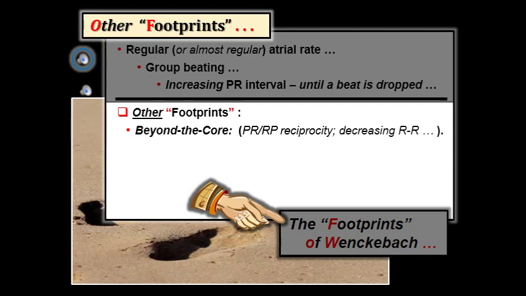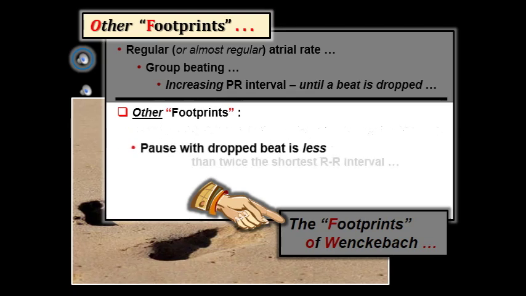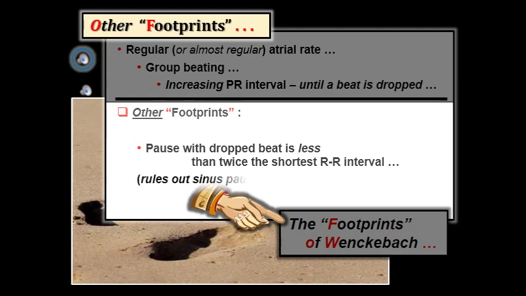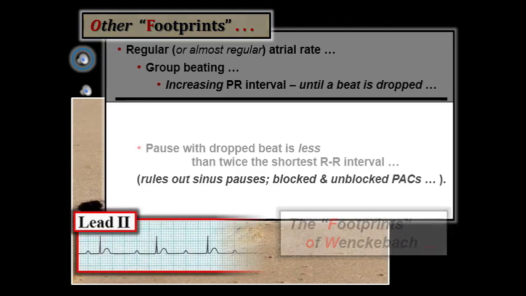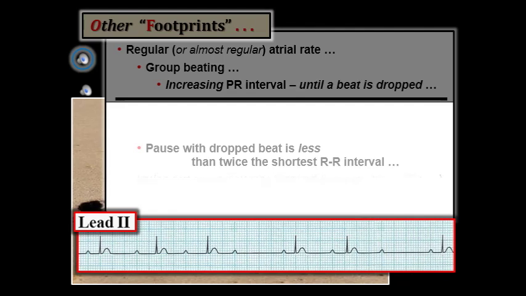But one additional footprint that we often do use is that with Wenckebach, the pause that contains the drop beat will generally be less than twice the shortest R2R interval. Use of this footprint helps us to recognize potential mimics of Mobitz I, such as sinus pauses or blocked or unblocked PACs. Let's illustrate this concept by using this example of Mobitz I that we discussed earlier.